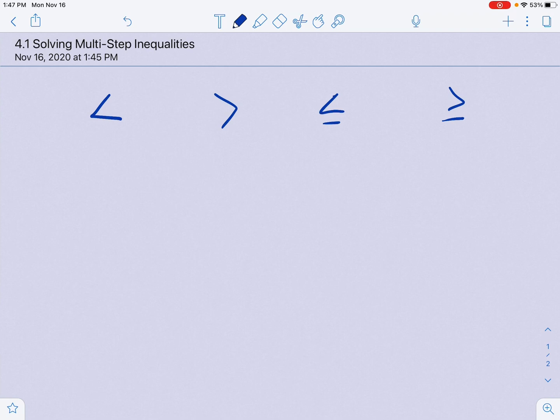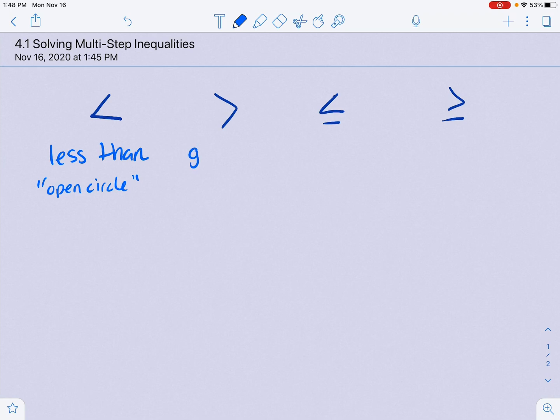Okay, the solving part is exactly like having an equal sign. The difference is now we get a range for our answers instead of just one number. So this first one means less than. And it's going to have an open circle because it's not equal to, it's just less than a number.